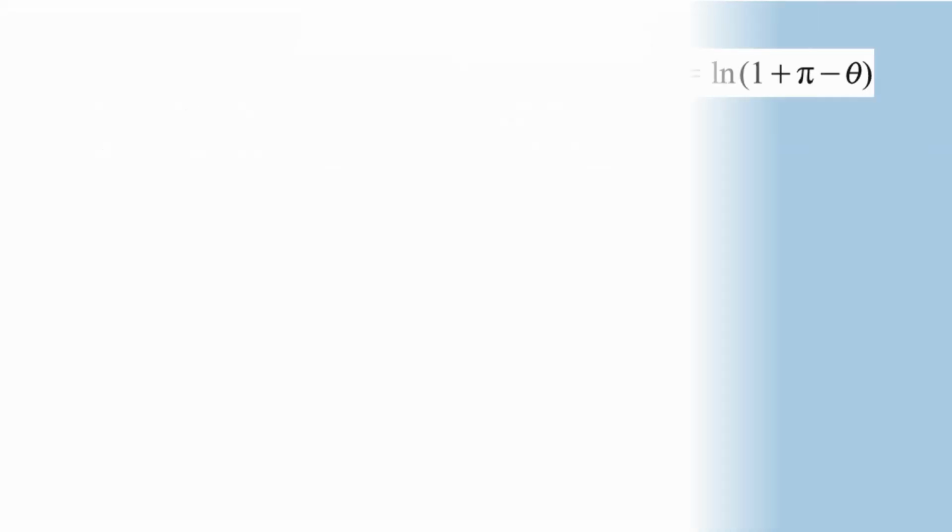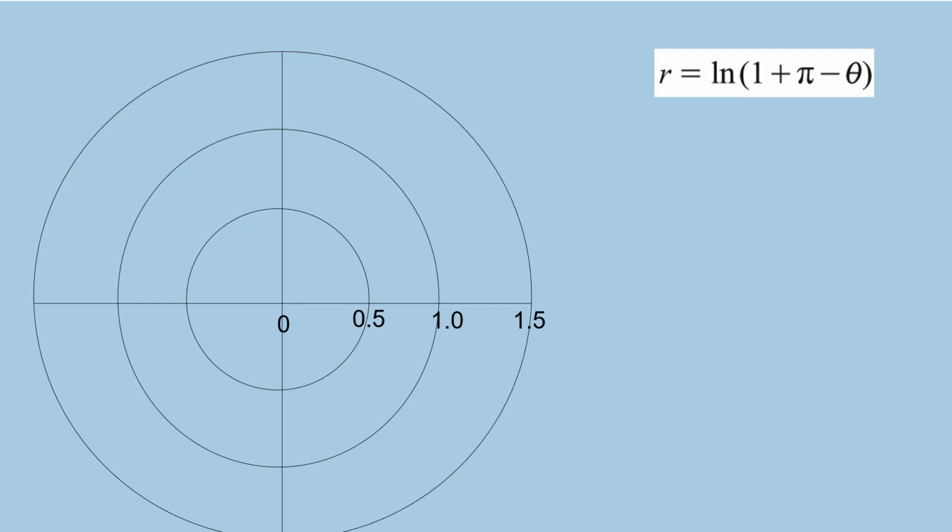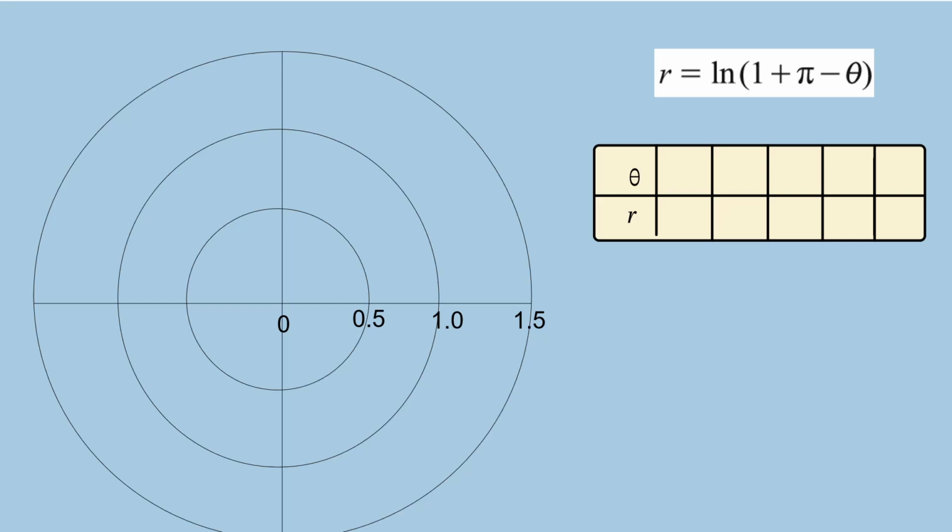Alright. So we are going to make use of a table of values, and I am going to have intervals within the range 0 to π, which are intervals of size π/4. So it's 0, π/4, π/2, 3π/4, up to π. So I have those values in the table, and I'm going to substitute each one of those values into the equation r = ln(1 + π − θ).